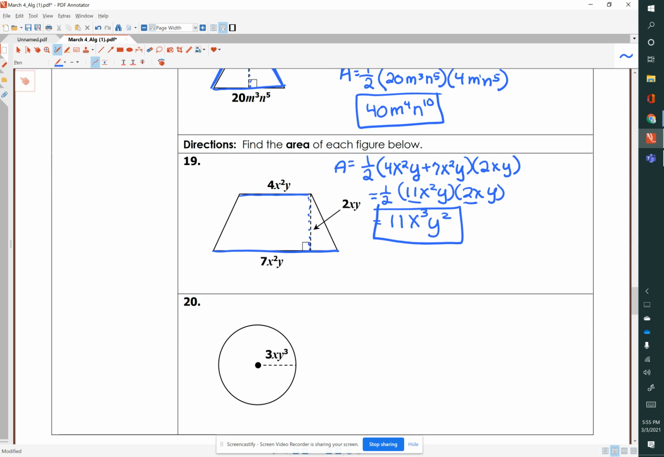And then number 20, the area of the circle, and it's so fitting for Pi Day. The area of a circle is pi r squared. So we've got pi, let's put area equals, and the radius is 3xy to the third, and then we need to square that. So that will equal, and you can just use pi. You don't have to use 3.14 on your calculator.